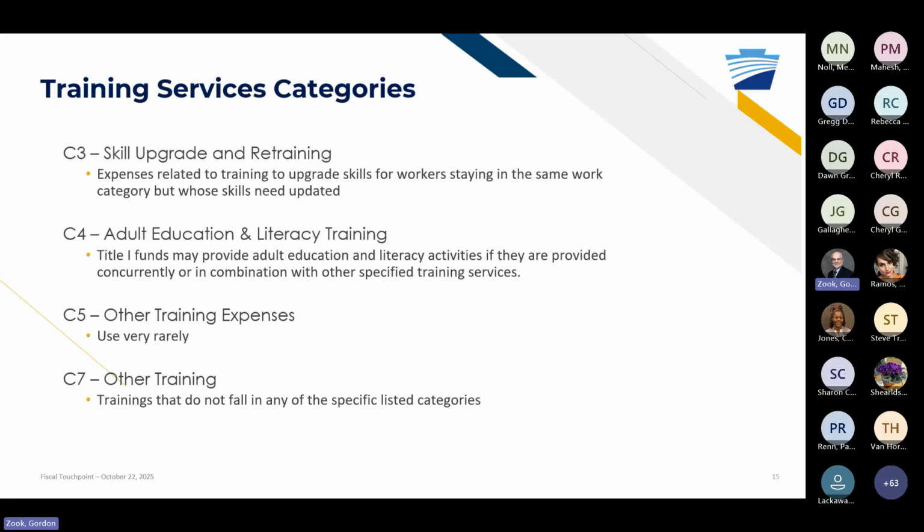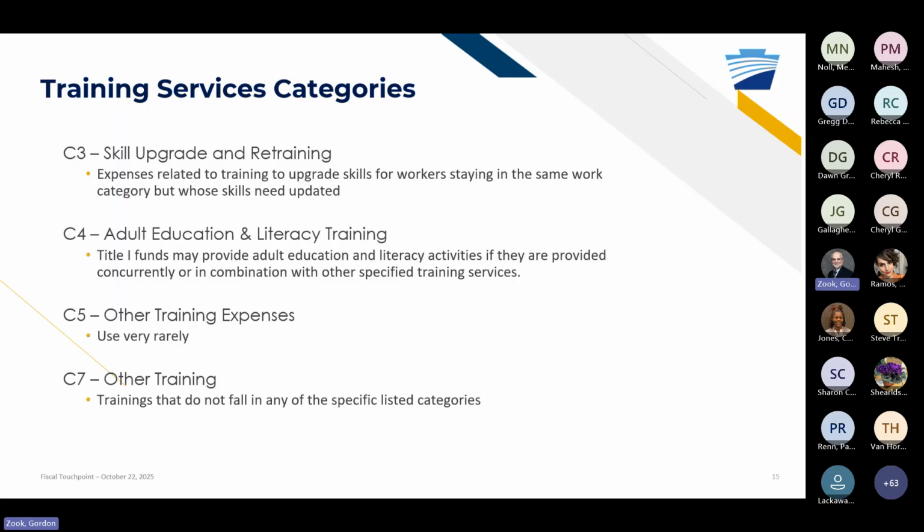C3, skill upgrade and training. This is expenses related to upgrading skills for workers who are in the same work category, but whose skills need updating. One of the examples that Brenda often uses is an accountant who may have done accounting work for 20 years, but needs additional skill training in computerized accounting systems or the more modern computerized systems. So there's continuing work as an accountant, but they need upgraded skills for that.